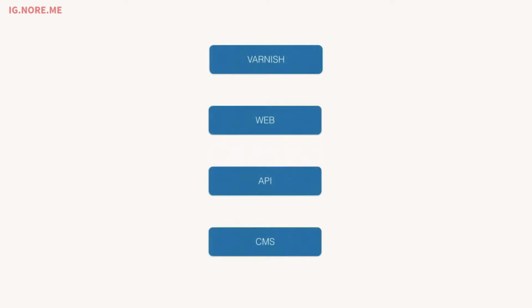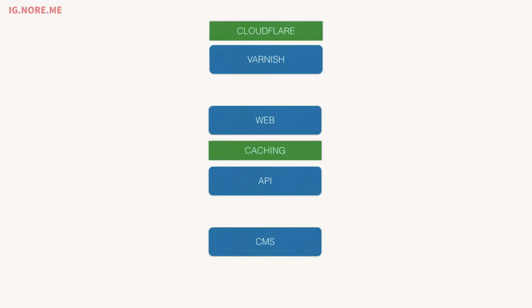Now, with an n-tier application, you would have your application, and on top of that maybe a Varnish layer as well. However, the nice thing is that we can just plug in extra caching wherever we want. We could have a service like Cloudflare at the very top, and maybe a caching layer between the API and the web interface.